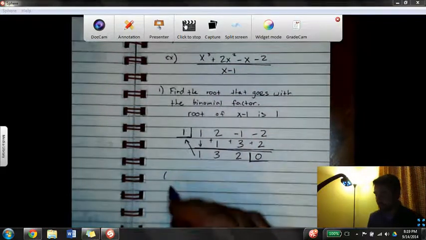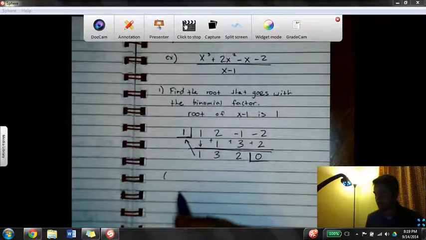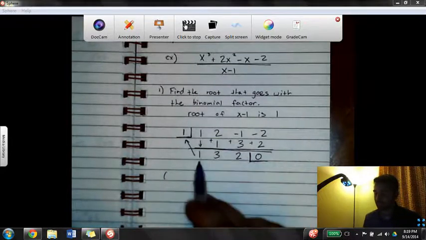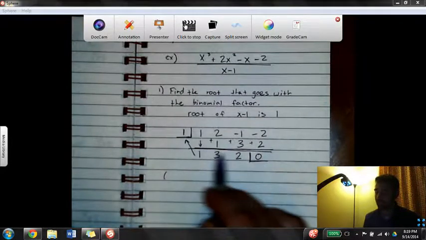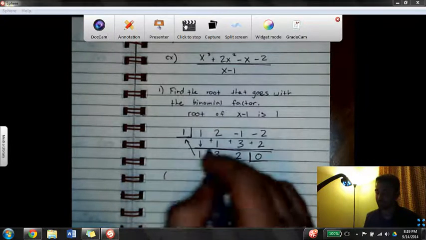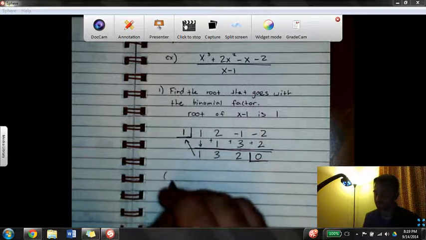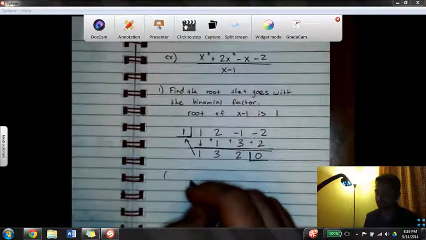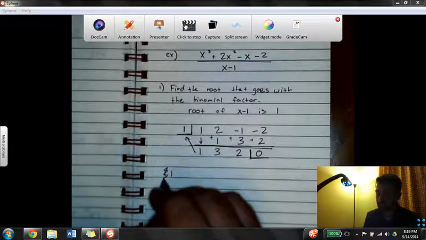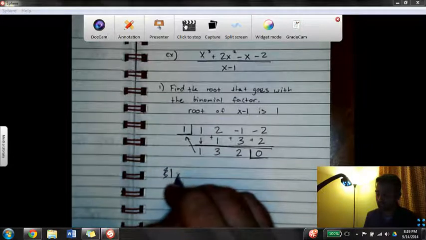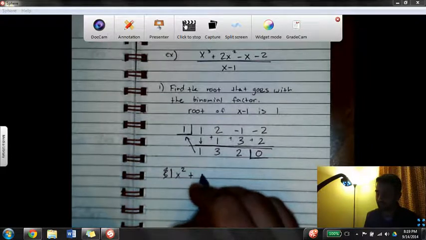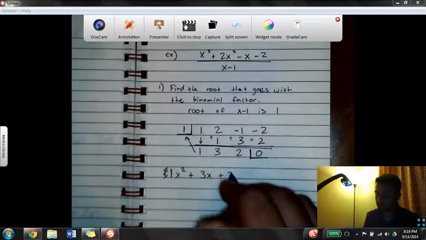And then I can rewrite the values I get in this bottom row with coefficients and variables. So 1x squared plus 3x plus 2.